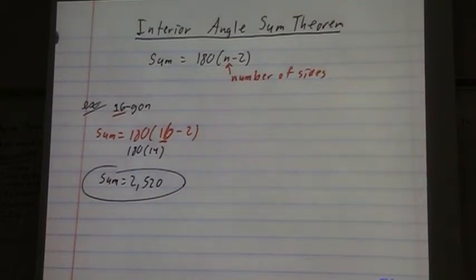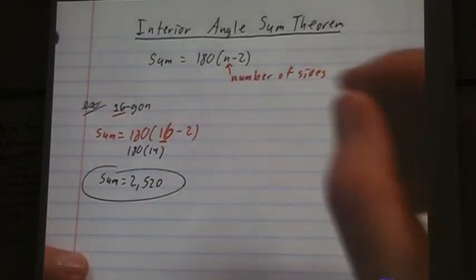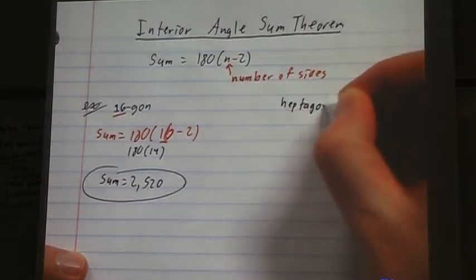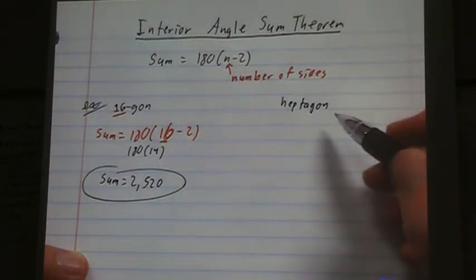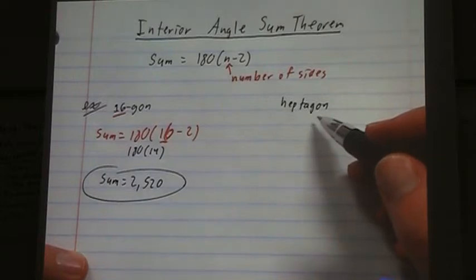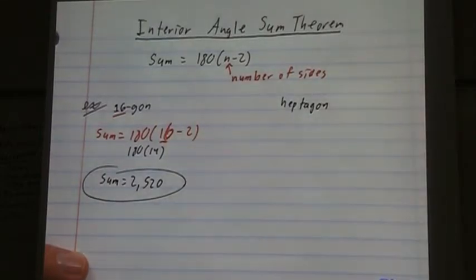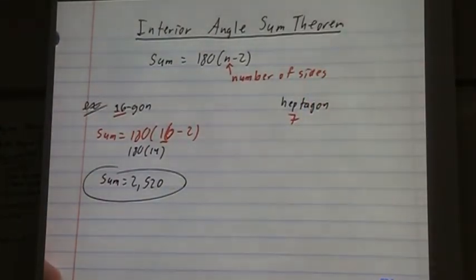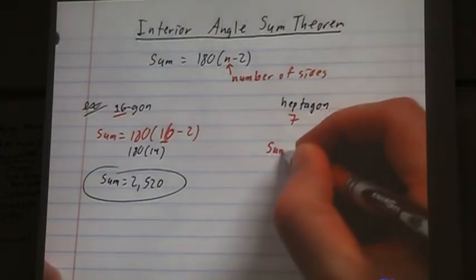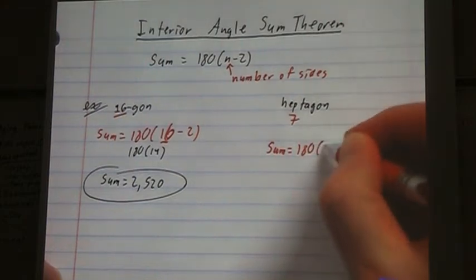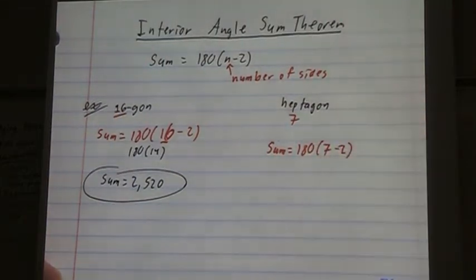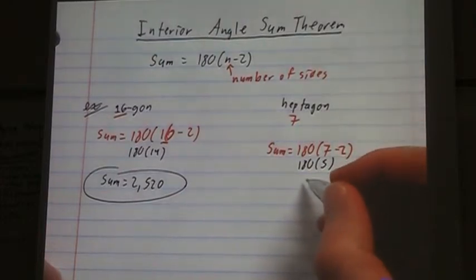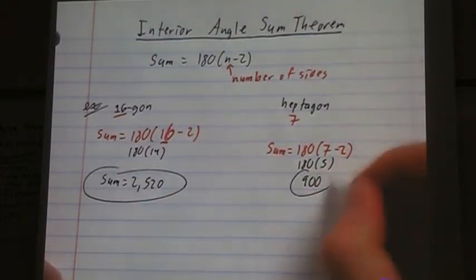Now, what about a heptagon? Well, with the heptagon, we have to remember, how many sides does that have? Hepta. So we can look back in our notes. Hepta is 7. So we go sum equals 180 times 7 minus 2. 180 times 5, and that would be 900. Cool. Done.